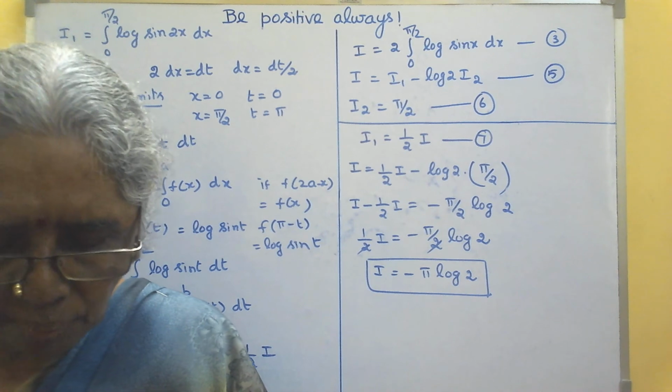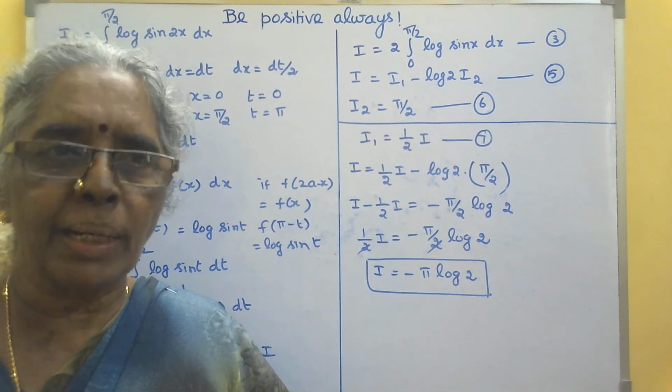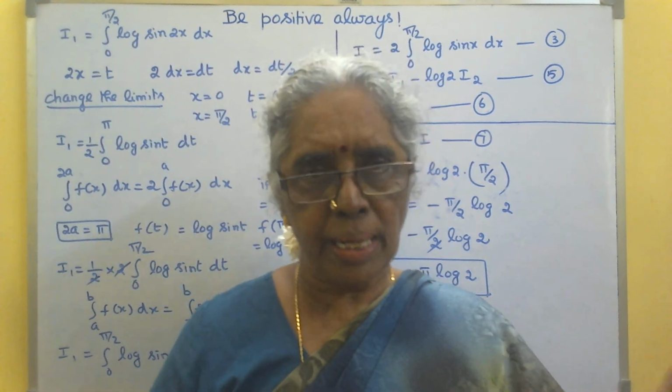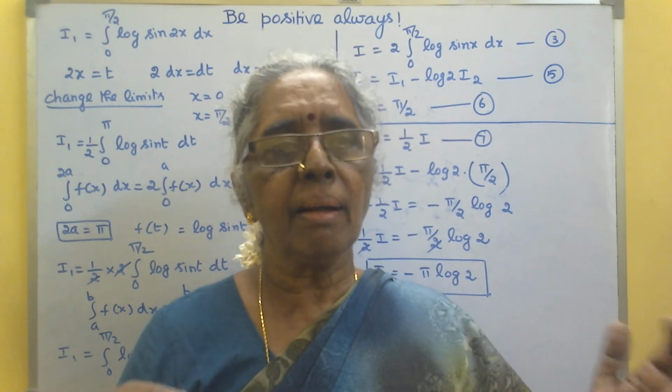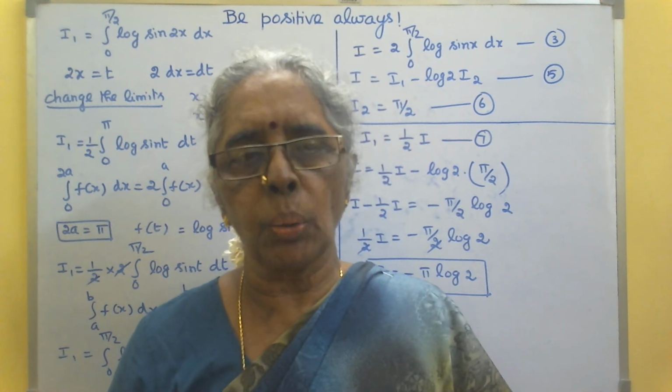So see in this sum how many properties we used and how many log rules we used. If you understand this sum, you will be clearly understanding the properties and log rules and how to use them in a sum.